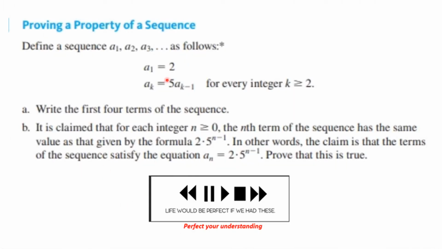Here's a problem about a sequence. You're saying a1, a2, a3, dot, dot, dot is defined recursively in this way, that a1 is equal to 2, and ak is equal to 5 times the previous thing in the sequence. So it's 5 times a(k minus 1) for every integer k bigger than or equal to 2. So you're to do two things. You're to write the first 4 terms of the sequence, and then you're to show by induction a sub n is equal to 2 times 5 to the n minus 1. Prove this is true using math induction. You know what to do. Let's see how you did.